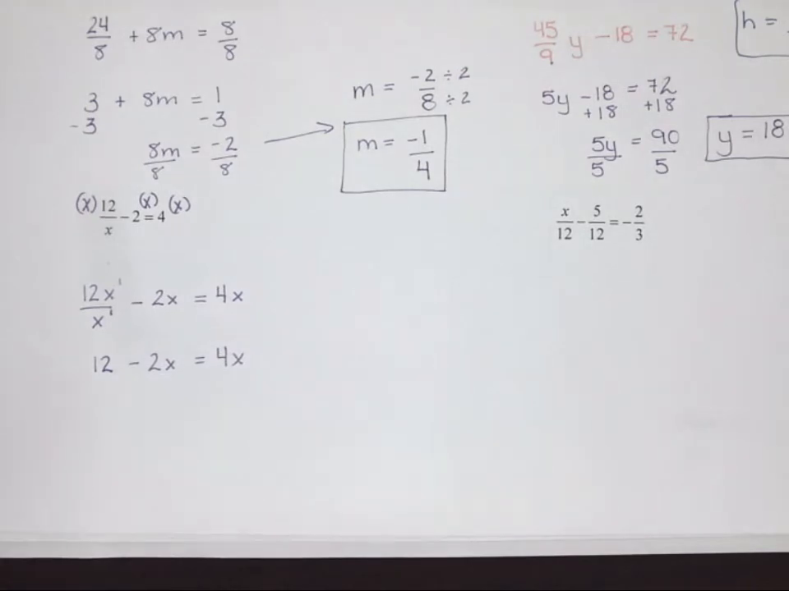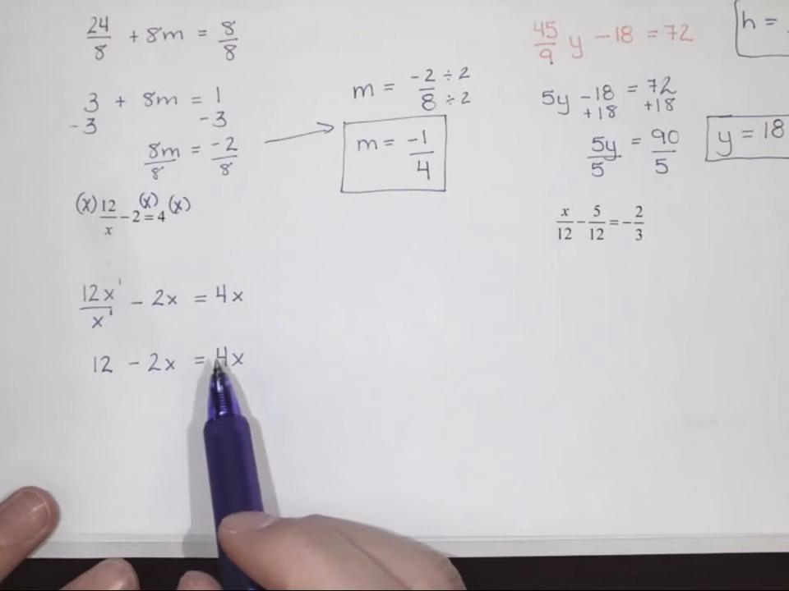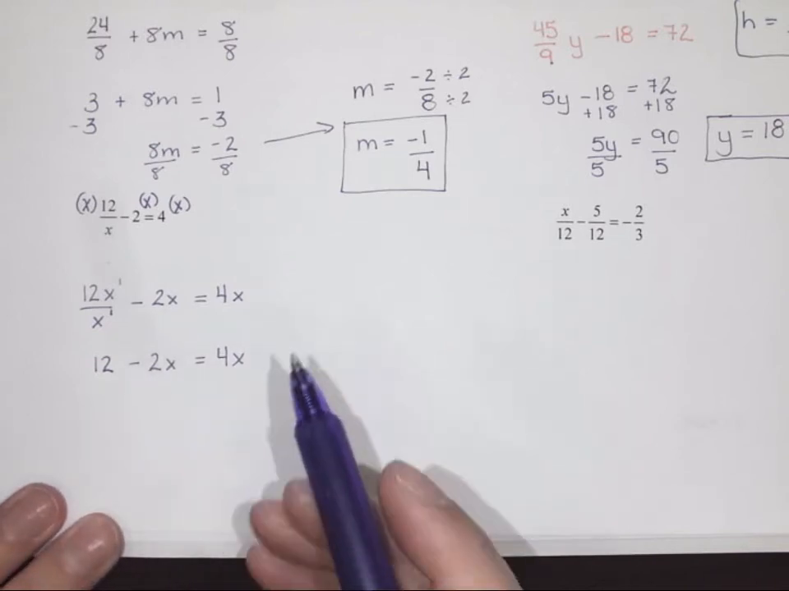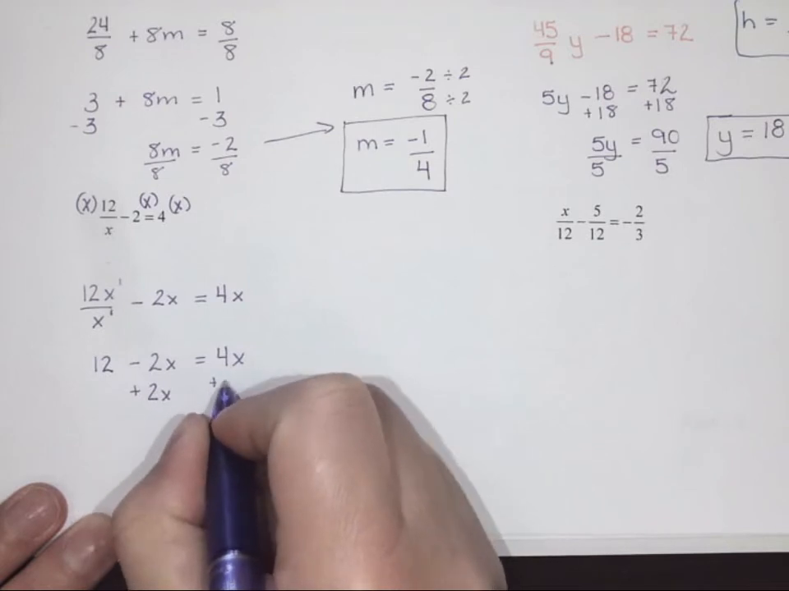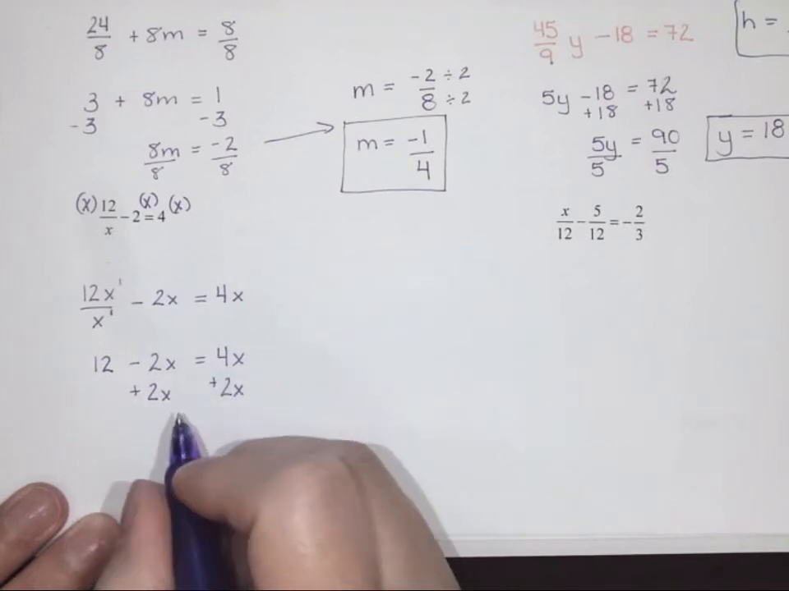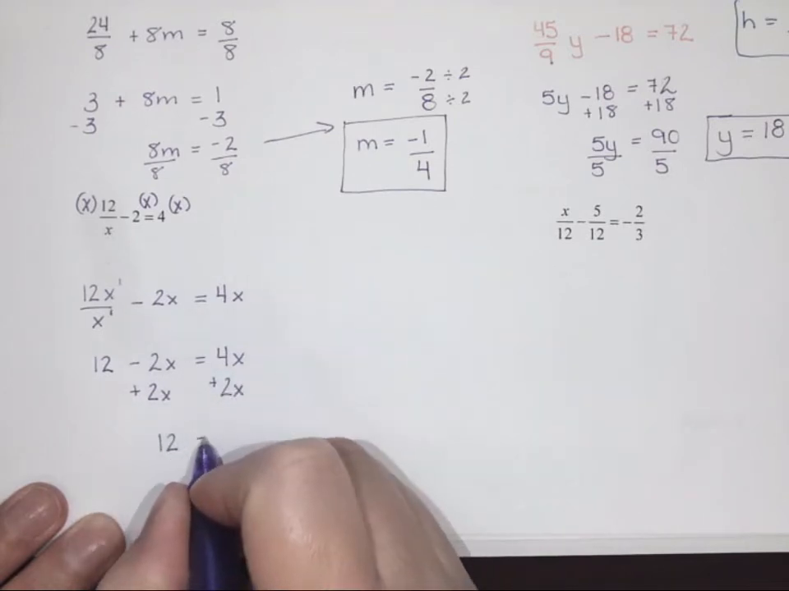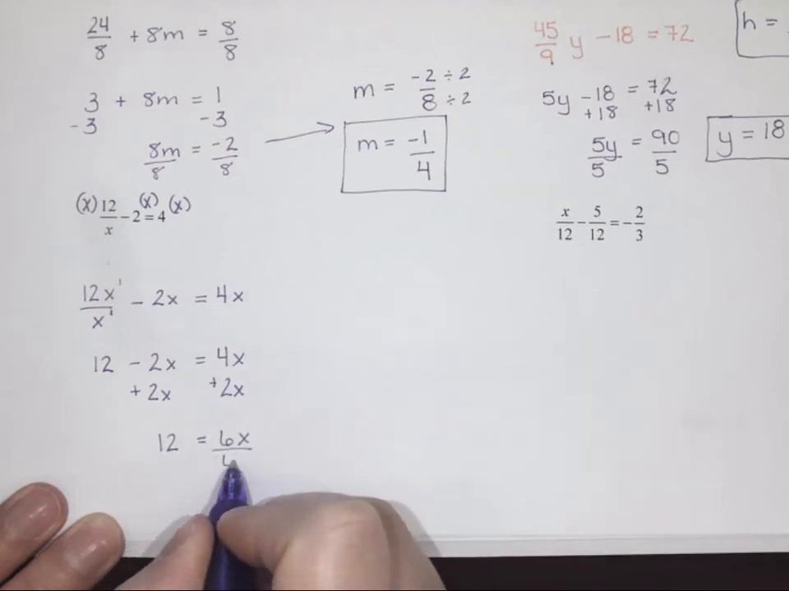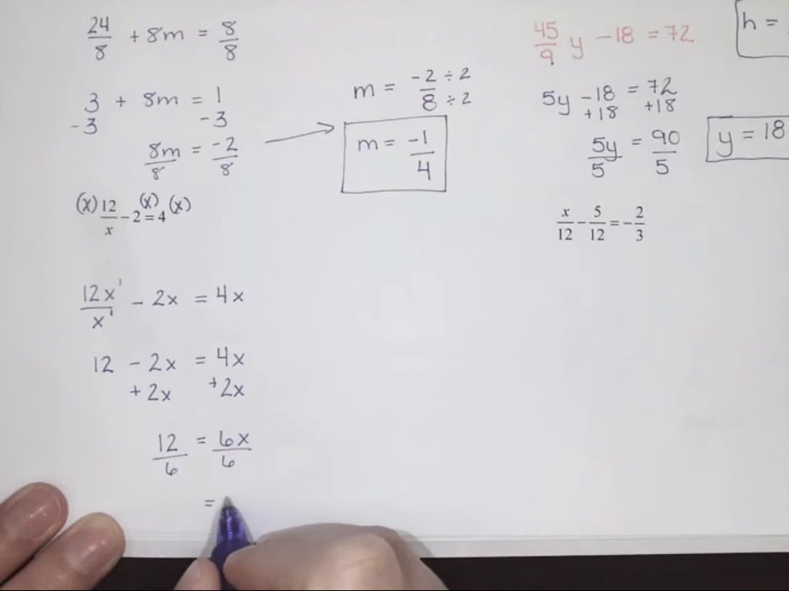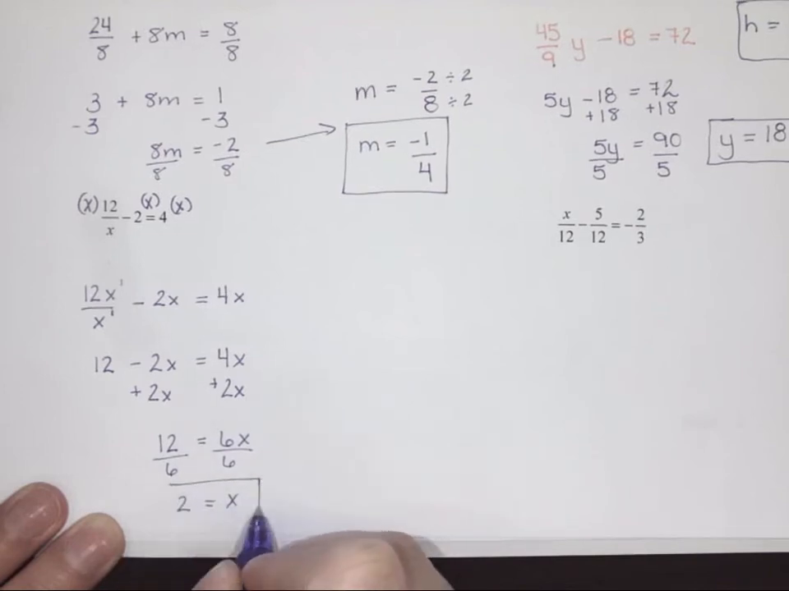Again, I want to isolate the variable, but I have two variables this time. So this is the same sort of thing that we did in earlier lessons. I want to combine those variables together. So I'm going to move this 2x to the right-hand side. So I'm left with 12 on the left-hand side and 6x on the right-hand side. Divide by 6, divide by 6, x is equal to 2.